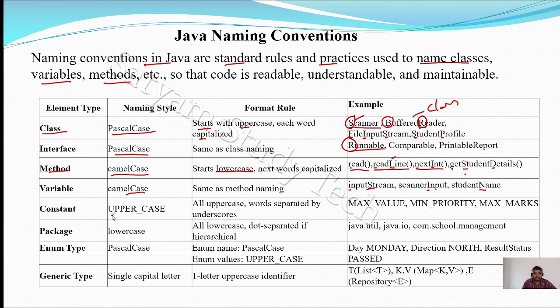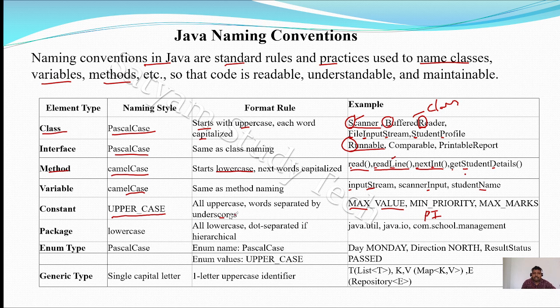And constants can represent any constant value, and they are in uppercase. All uppercase words are separated by underscores. For example, MAX_VALUE. In a previous case we saw examples like MAX_VALUE and MIN_VALUE of data types. So here MAX_VALUE is in capital letters separated with an underscore. Likewise MIN_PRIORITY and MAX_MARKS, and you can also use PI. Here it is a capital letter.